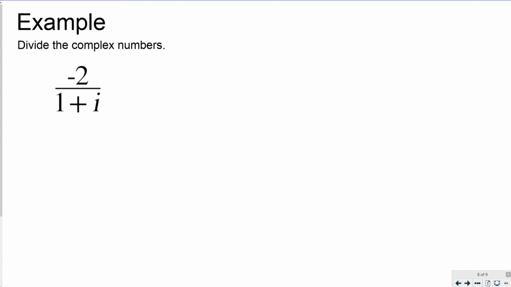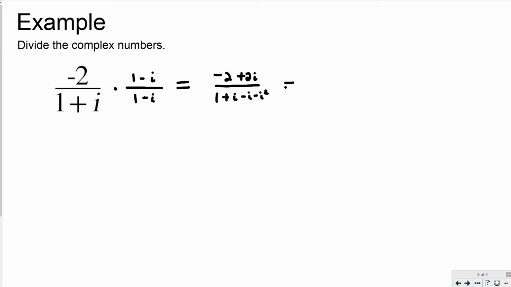All right, and one more example, guys. I have nothing but a real number on the top, and I have a complex number on the bottom. So again, I'm going to multiply by the conjugate. 1 take away i, and 1 take away i. So on the top, I'm going to get negative 2 plus 2i, because I have a double negative here. And on the bottom, I am going to get 1 plus i minus i, and then minus i squared.